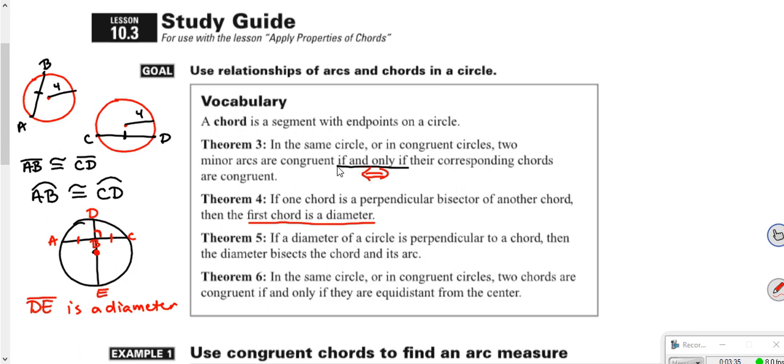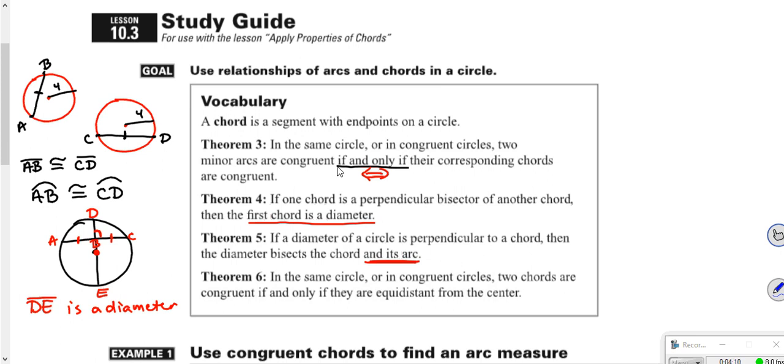Okay, theorem 5. If a diameter of a circle is perpendicular to a chord, then the diameter bisects the chord and its arc. Now, theorem 5 is kind of, part of it is kind of the biconditional statement of theorem 4. Okay, but it also says and its arc. So kind of back to my picture over here, if I know that this diameter DE bisects AC, then I also know that it bisects the arc.